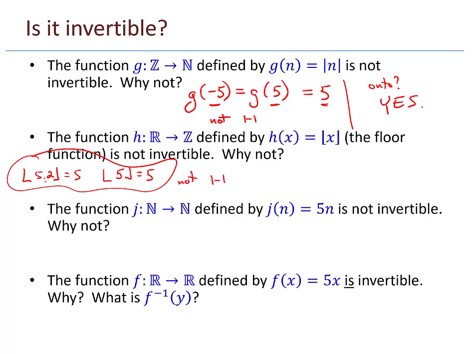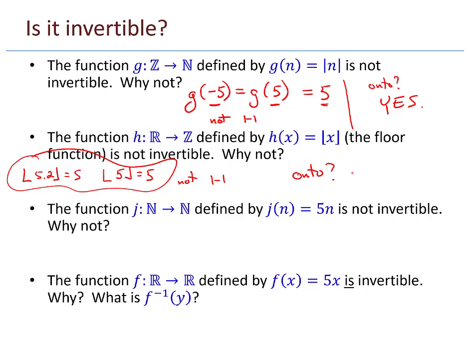For example, 5.2 gets mapped to the number 5, and 5 gets mapped to the number 5. In fact, infinitely many things get mapped to the number 5, right? Every real number from 5 up to, but not including 6, all of those things get mapped to 5. So very much not one-to-one. Is it onto?